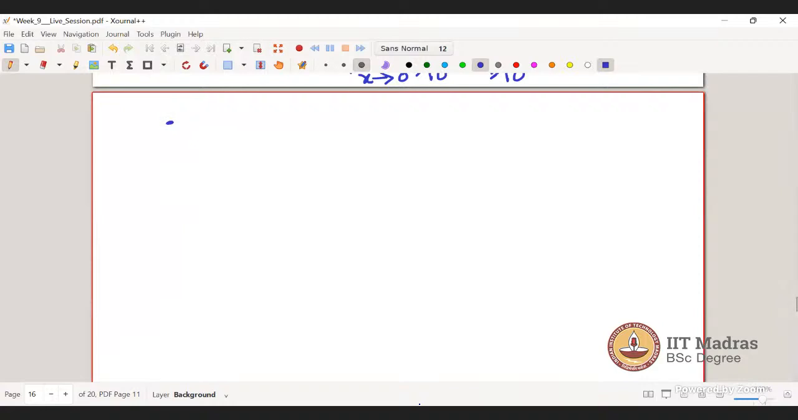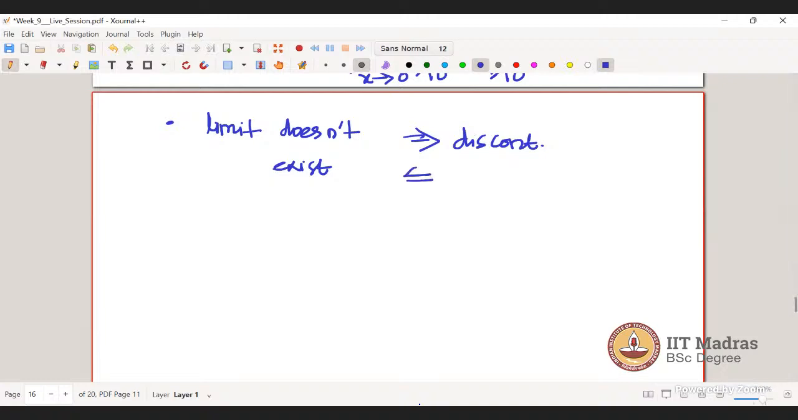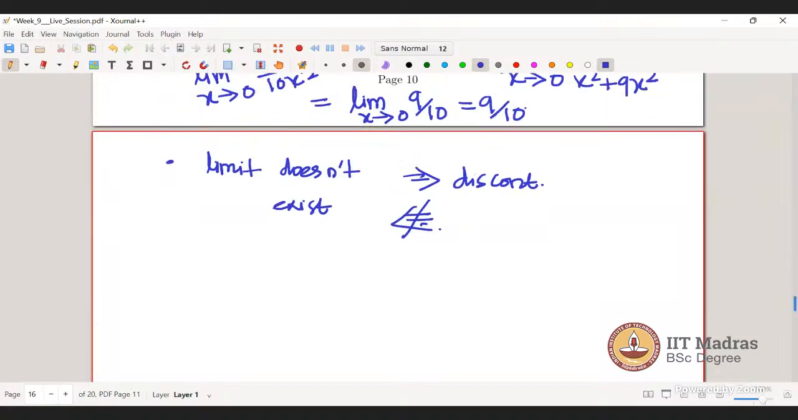Just a minute. If the limit doesn't exist, that means discontinuity. That is true, but the converse is not. Discontinuity doesn't imply that the limit doesn't exist. It can exist. Why, sir? You mean to say the limit can exist for a discontinuous function? Yeah, it can be a discontinuous function, but still the limit exists.